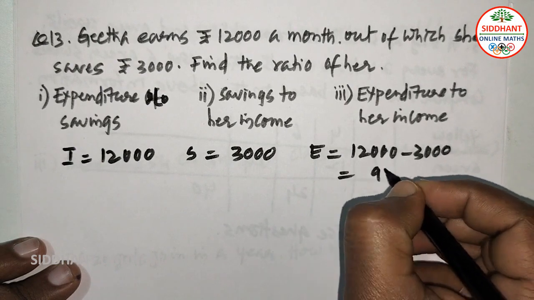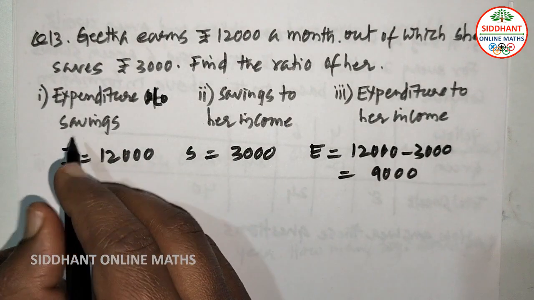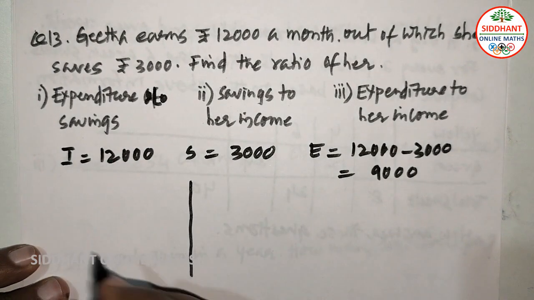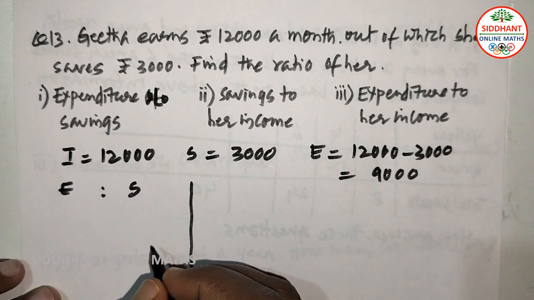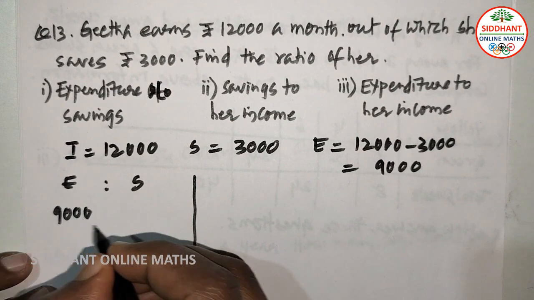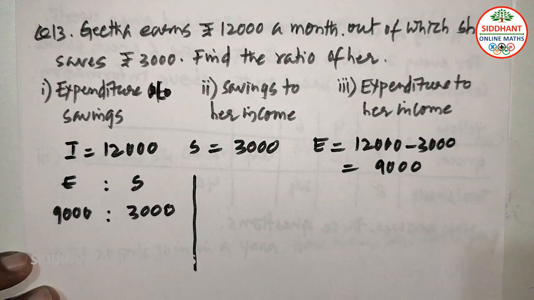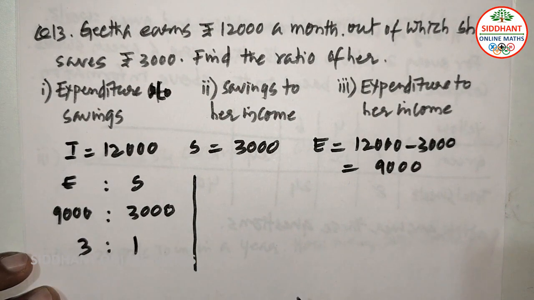that is equal to 9,000. So in the first question, expenditure to savings. So expenditure how much? 9,000 is to savings 3,000. So that will be in the ratio 3:1 here.